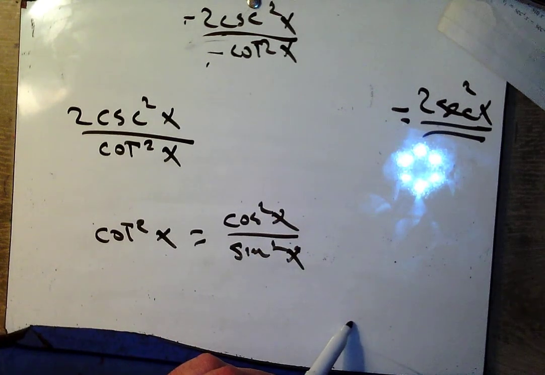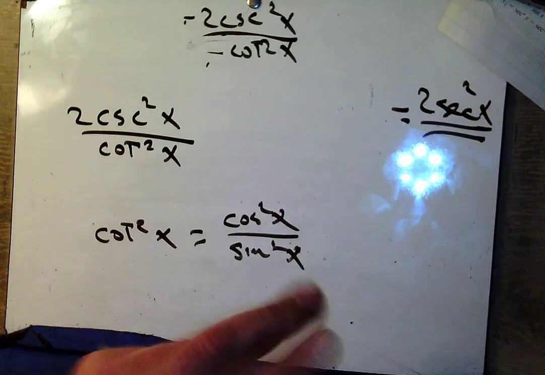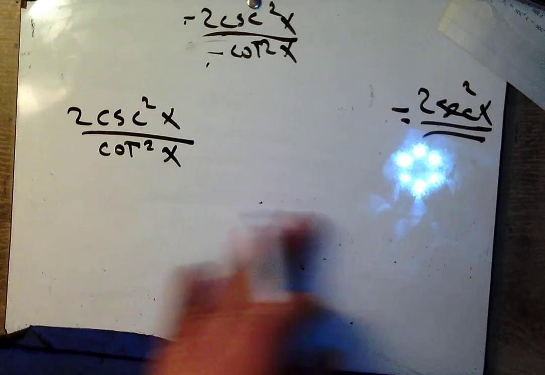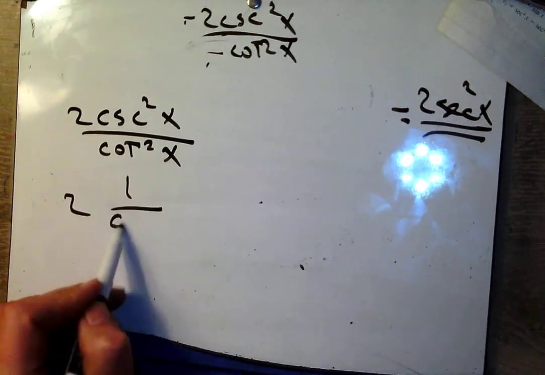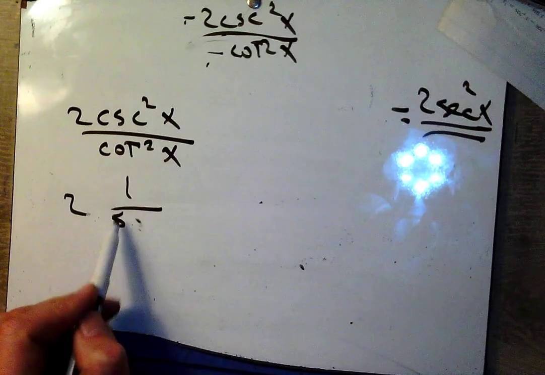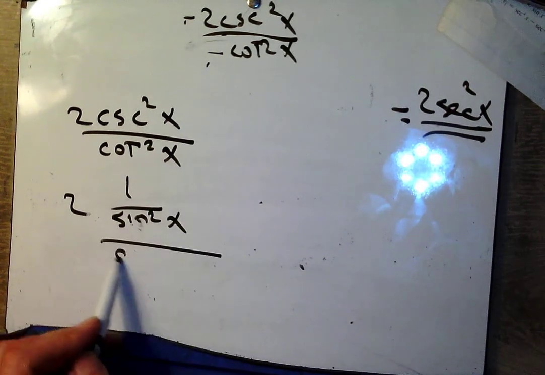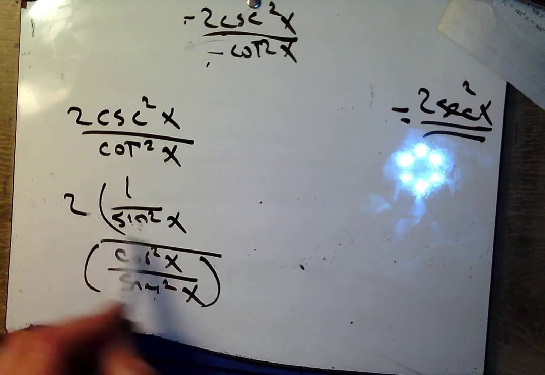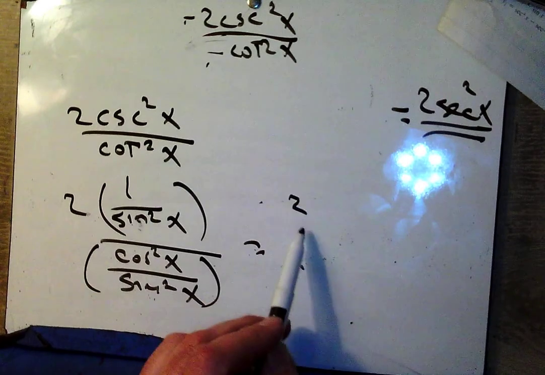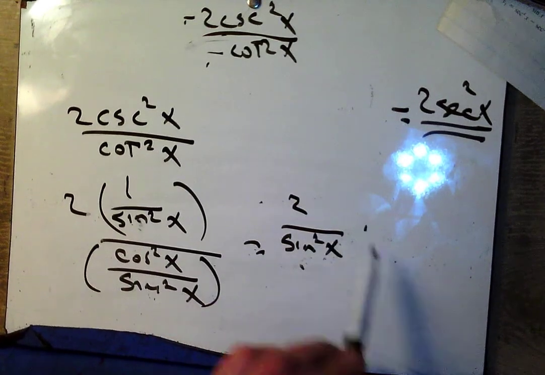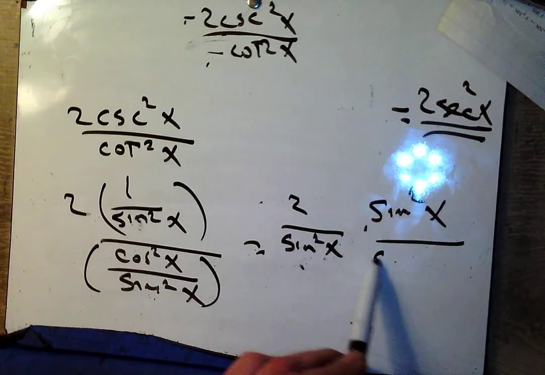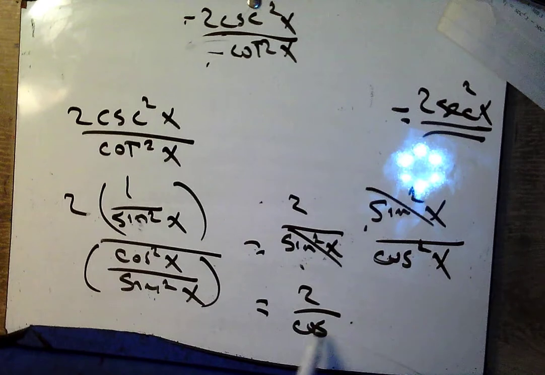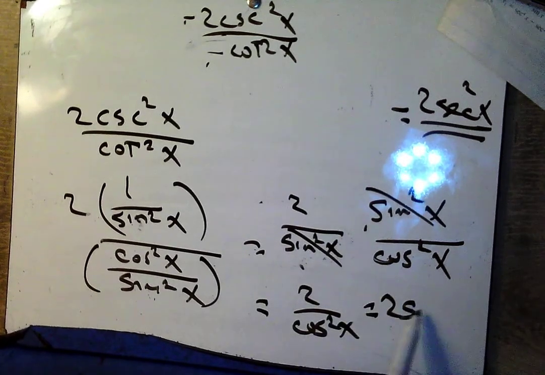And I would say, if I flip and multiply, like I would rewrite this in terms of sines and cosines. I think that's for most people the fastest way. This is 1 over sine squared over cosine squared over sine squared. And so if I do the flip and multiply, 2 over sine squared times sine squared over cosine squared, I end up with 2 over cosine squared, which is 2 secant squared.